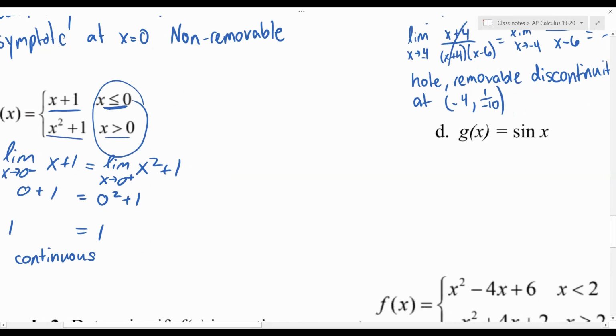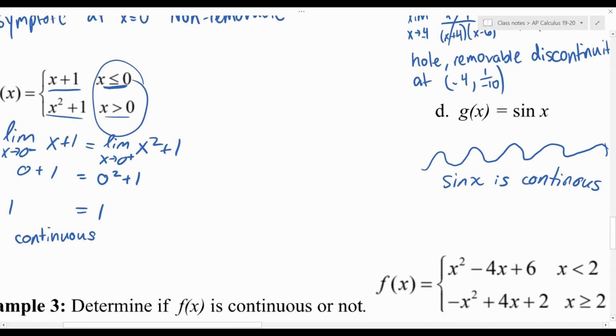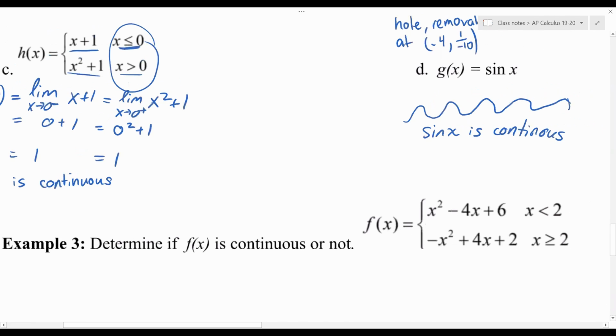Let's look at this trig function. G of x equals sine of x. Well, sine of x does not have any denominators in it, and the graph of it looks like a wave. Is this function ever discontinuous? No. Sine is always continuous, as is cosine, but be careful with tangent because that's really a fraction.